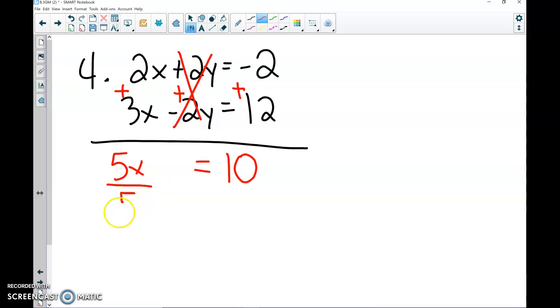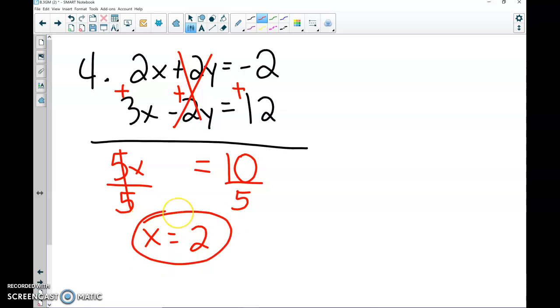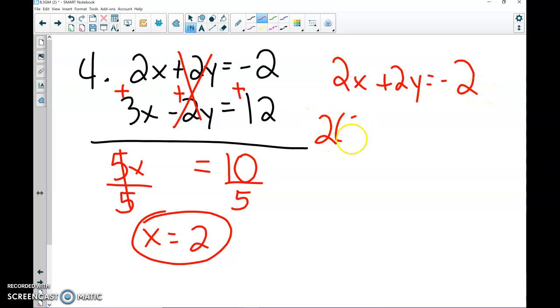Then divide each side by 5. You get x is 2. Again, I'm going to pick that top equation. I feel like I've picked it a lot, but the top equation just has smaller numbers, although lots of 2's in this equation. So 2 times x, and we just figured out x was 2. So we're going to put another 2 into this equation.